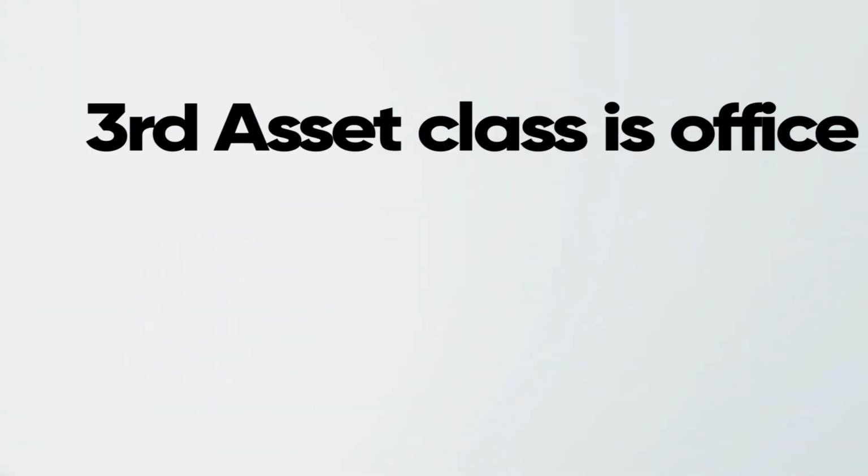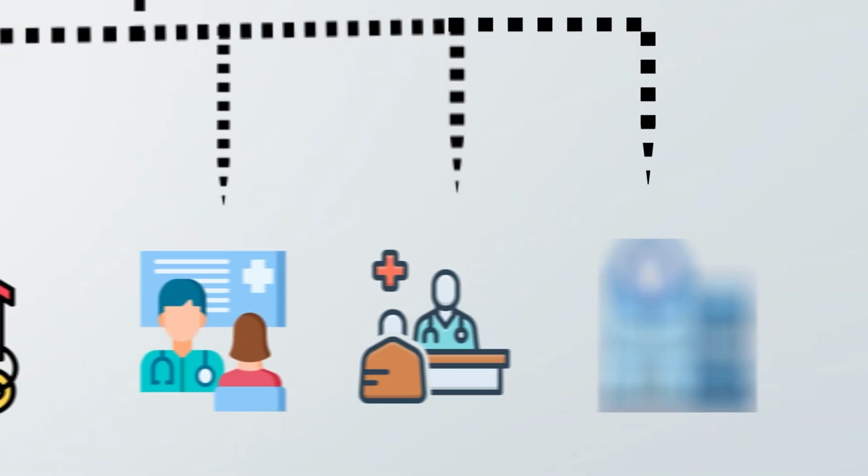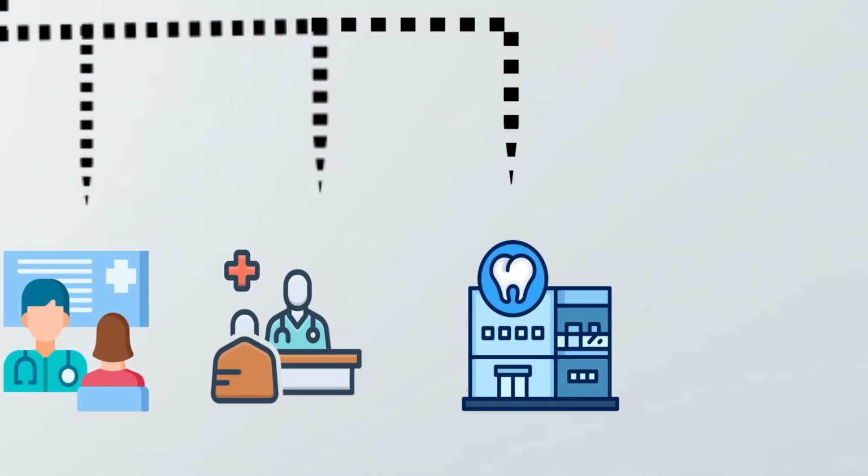The third asset class is office. Office can be a single tenant, multi-tenant, specialty, medical office, dental office, or other use cases, but typically it's for professional environments and it may or may not be available to the general public.